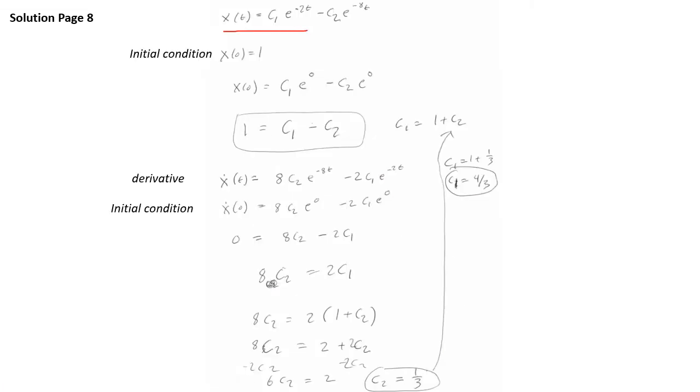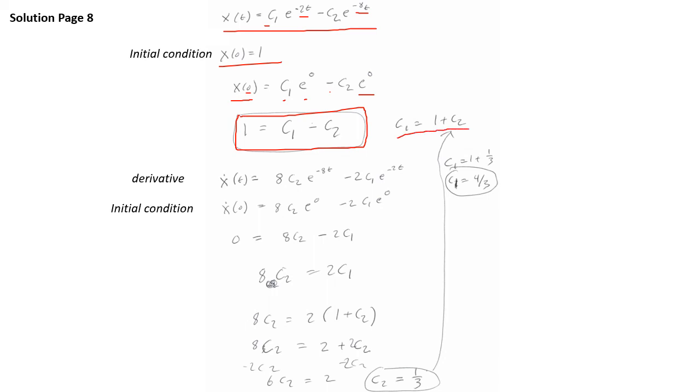So we rewrite our equation for x of t. x of t is equal to c1 e to the negative 2t minus c2 e to the negative 8t when we plug in our s1 and s2 values there. So let's go with our first initial condition: x of 0 is equal to 1. x of 0 is equal to, plugging in our time of 0, c1 e to the 0 minus c2 e to the 0. Rearrange this and we end up with 1 is equal to c1 minus c2, or c1 is equal to 1 plus c2.